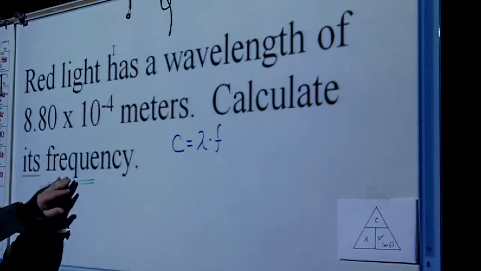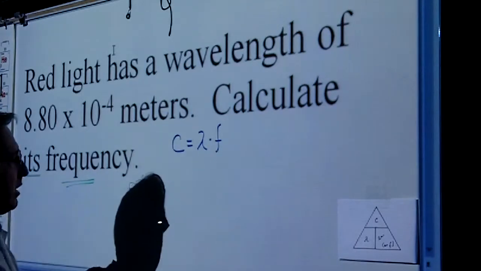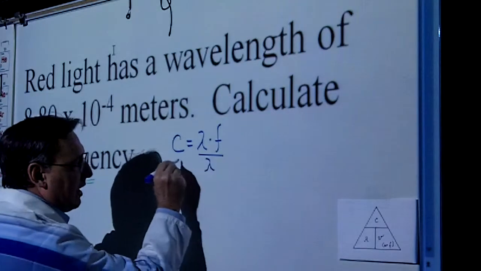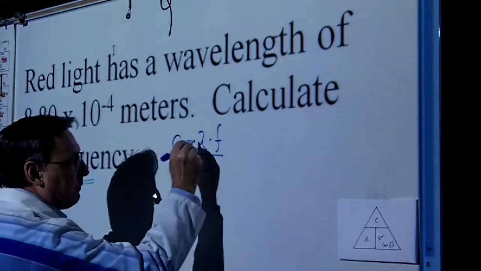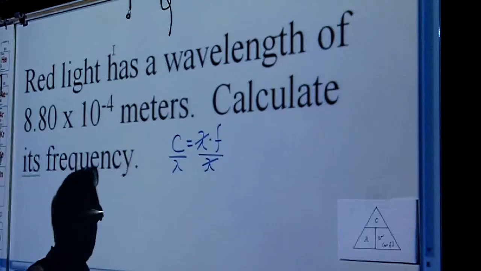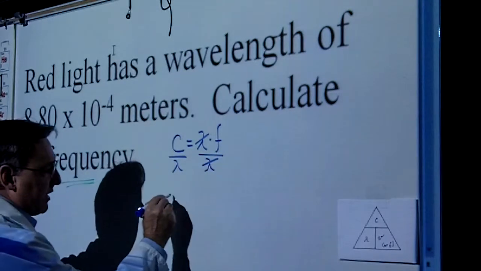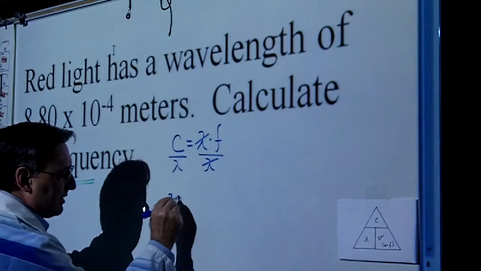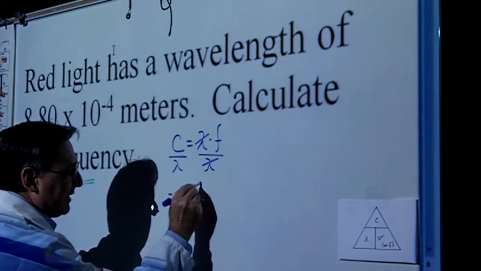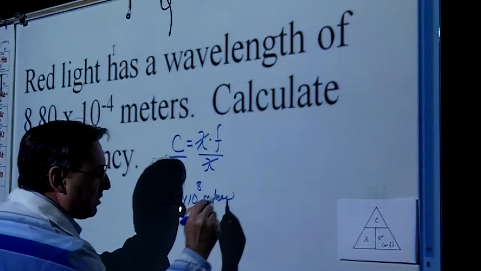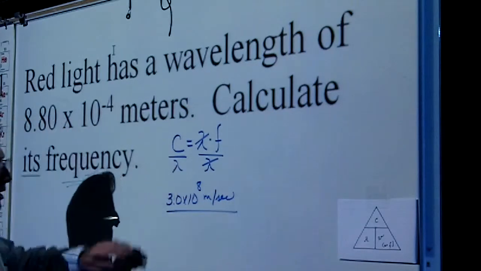Now I need to manipulate this formula so that I can get at what I'm looking for. Remember, I'm looking for frequency. That's this value right here. So what I'm going to do is divide both sides by lambda. That'll eliminate lambda from this side entirely, and then I'm left with frequency by itself. That's what I want. So I say the speed of light, that's 3.0 times 10 to the 8th. Remember, the unit is meters per second. That's a velocity. Divided by the wavelength.